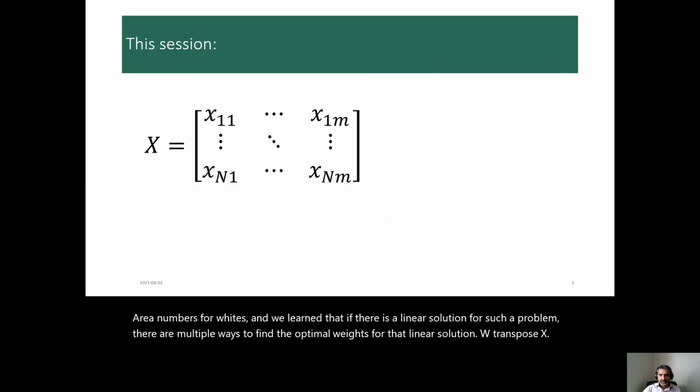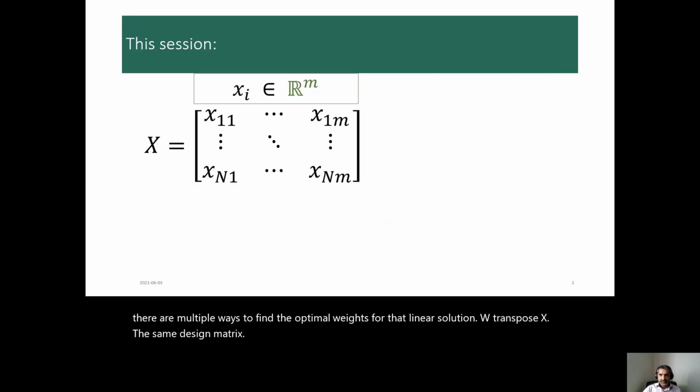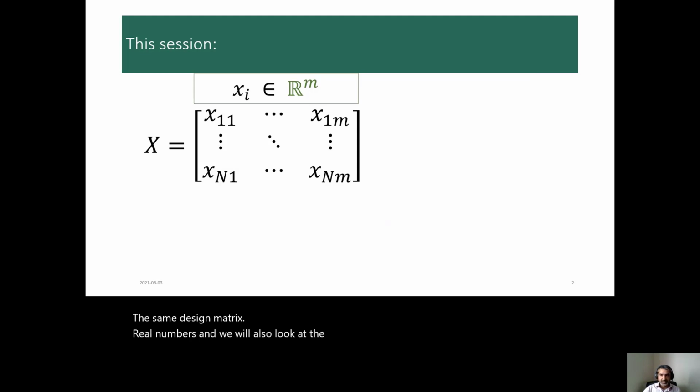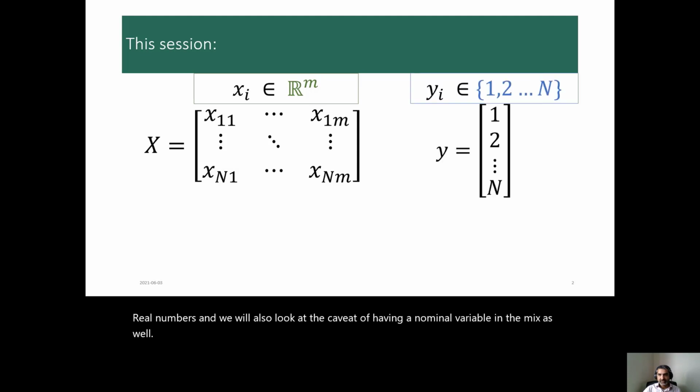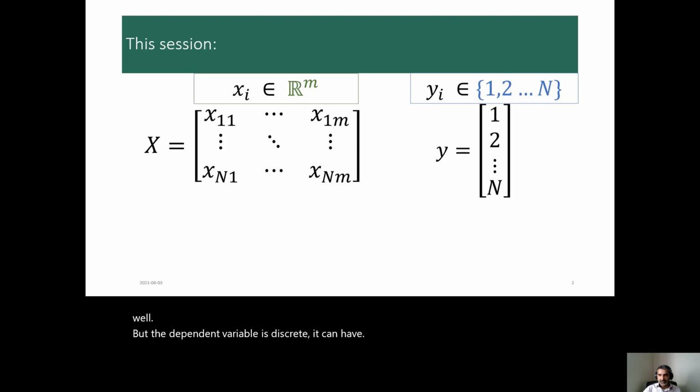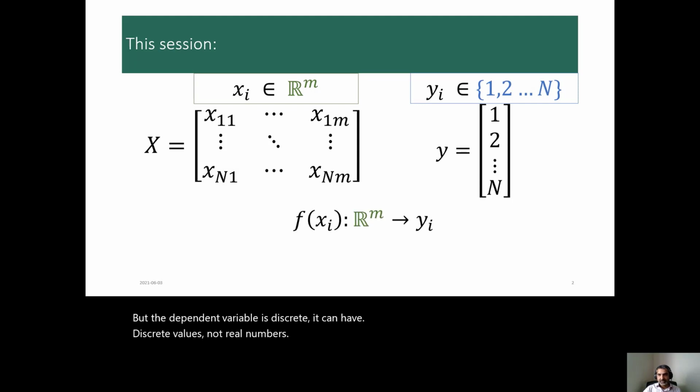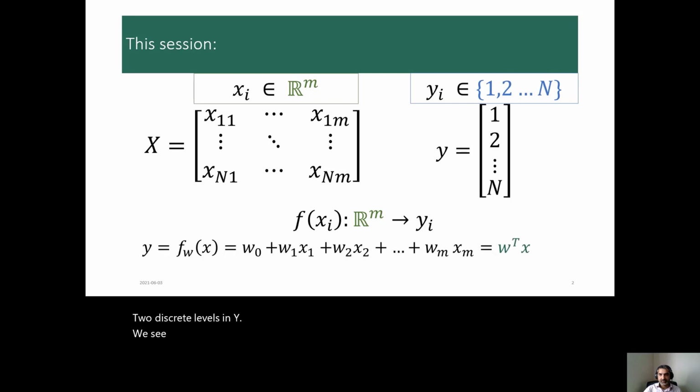Now, the same design matrix, real numbers, and we will also look at the caveat of having a nominal variable in the mix as well. But the dependent variable is discrete. It can have discrete values, not real numbers. If there are more than two discrete levels in Y, we say multi-class classification. If there are only two, we say binary classification.